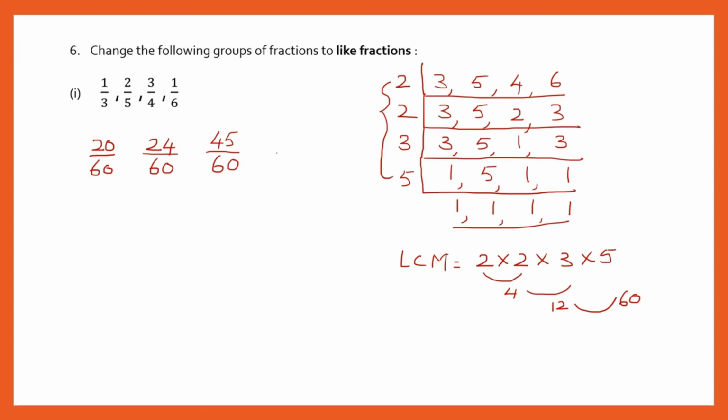The last one, my denominator is 60. So 6 into 10 is 60. So I'm going to multiply my numerator also by 10. 1 tens are 10. So now I have got my like fractions. Can you see? I have converted all the unlike fractions which were given in the question to like fractions with the same denominator.